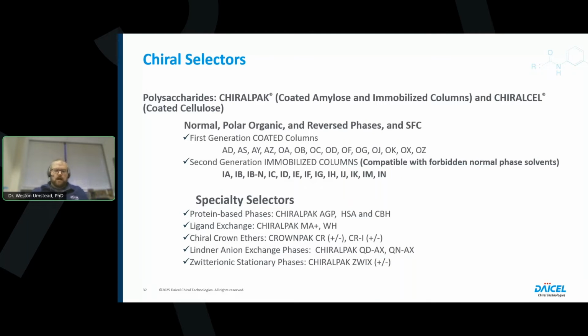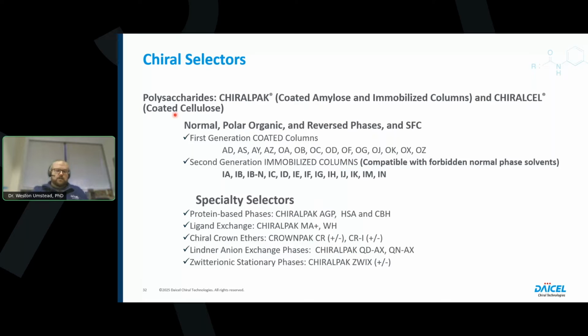The naming of our columns could potentially be a little confusing. There are 47 of them, but the product names that you will see used most often are going to be this Chiralpak product line name, which is given to all of our coded amylosic phases, as well as all of the immobilized columns that we have available. And then you're also going to see Chiralcel, which is given only to the coded cellulosic phases.